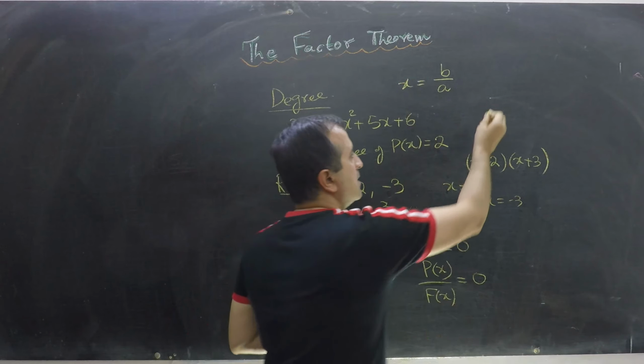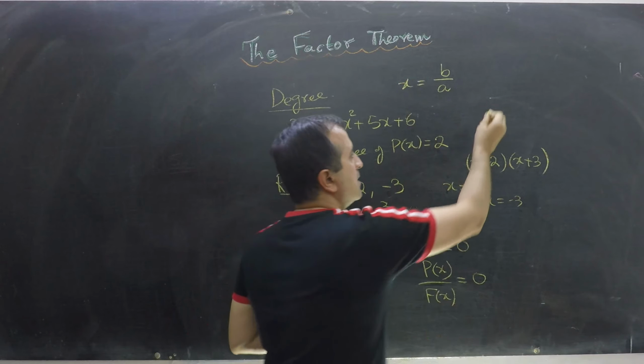So according to the factor theorem, in short, when my roots are of the type, let's say c, then my factor is x minus c. And when my root is of the type b over a, then my factor is ax minus b. So this is the summary of the factor theorem.